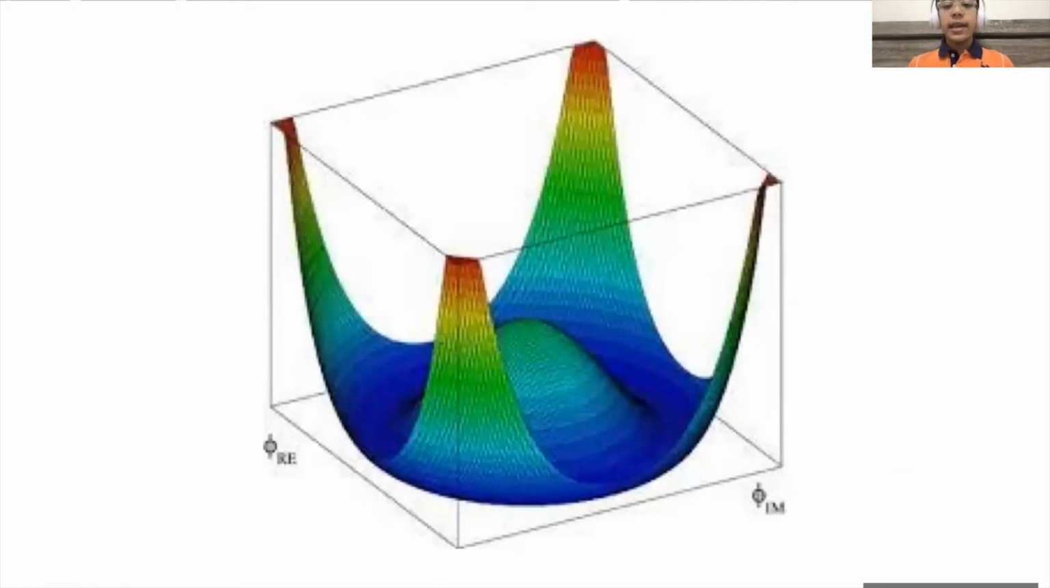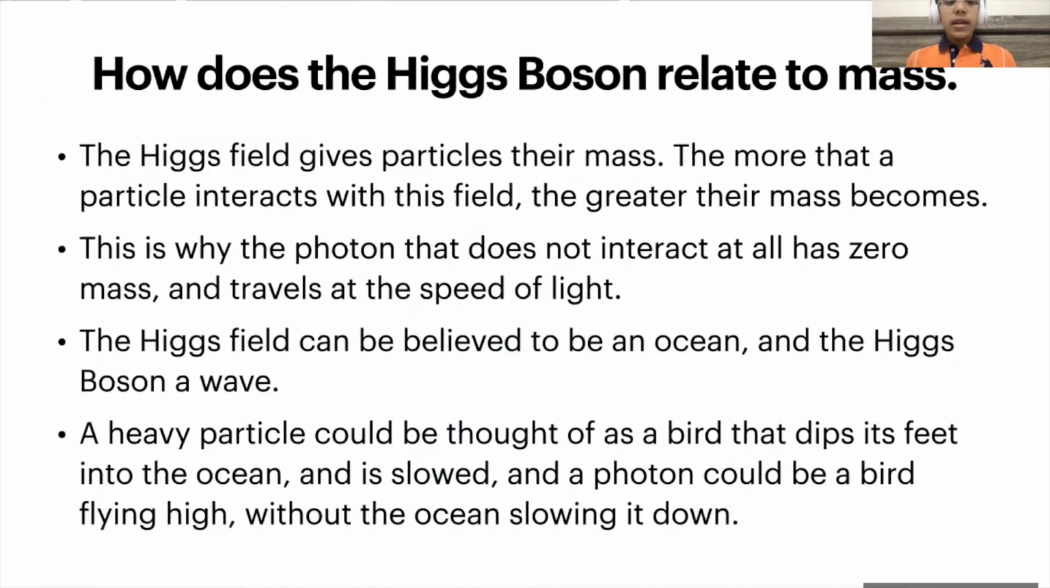Over here, I have a sort of picture of the Higgs field. The Higgs field is what's directly responsible for giving particles their mass. The more a particle interacts with the field, the greater their mass becomes. A photon that does not interact with the field at all has zero mass, and that's why it travels at the speed of light. The Higgs field can be believed to be an ocean, and the Higgs boson is like a wave.